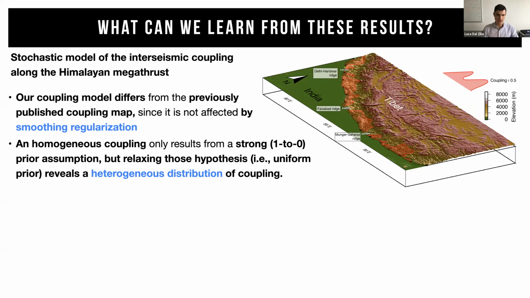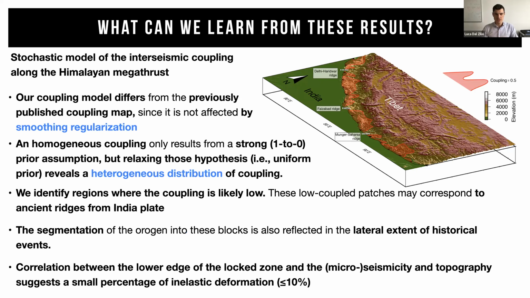So when we assume that the coupling is 1 in regions where the data are very poorly constrained, this is probably not the most ideal condition to obtain a coupling distribution that is consistent with the data we have available. However, when we relax these conditions, we tend to observe a more heterogeneous distribution. From this distribution, you can see that the coupling is high and low in some parts, and it seems to kind of highlight some sort of segmentation within the arc, which could affect the lateral propagation of large events.